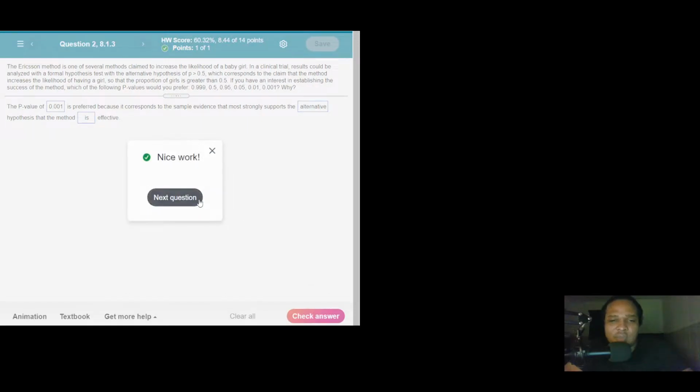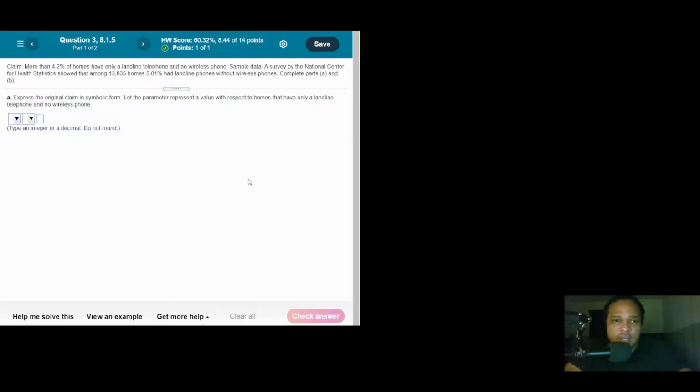It's preferred because it corresponds to the sample evidence that most strongly supports the alternative. Remember, you reject the null, which means you're supporting the H1, the HA, the H sub 1, or the H sub A. The method is effective whenever you reject the null. That means you're supporting the H1, which means that you're saying that there is enough evidence. And we're going to write it down so we can get more acquainted with it. There we go. Nice work.